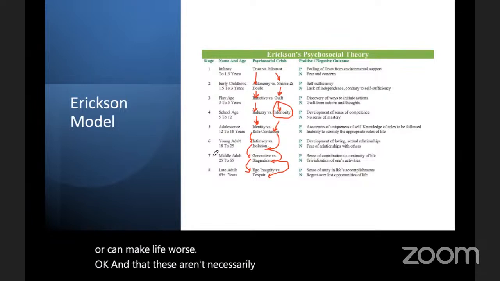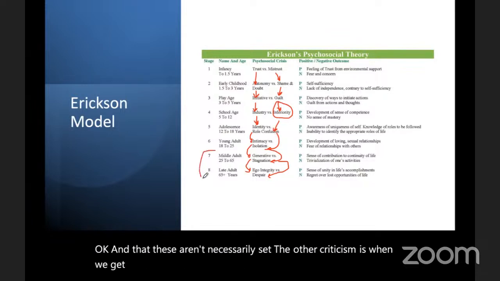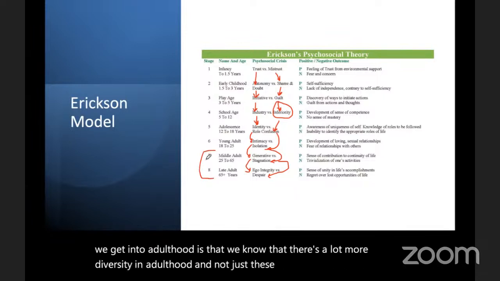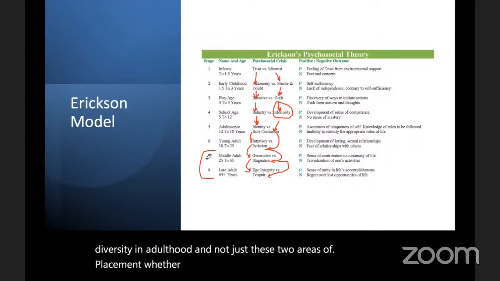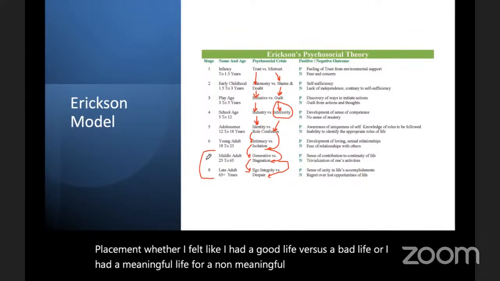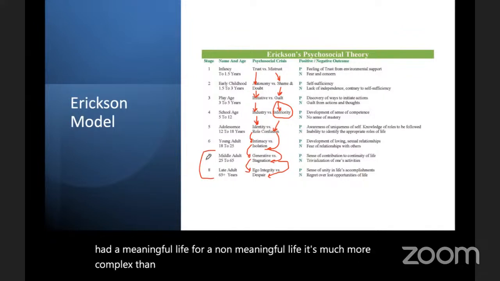The other criticism is that when we get into adulthood, we know there's a lot more diversity in adulthood, and not just these two areas of placement, whether I feel like I had a good life versus a bad life, or I had a meaningful life or a non-meaningful life. It's much more complex than that. Okay.